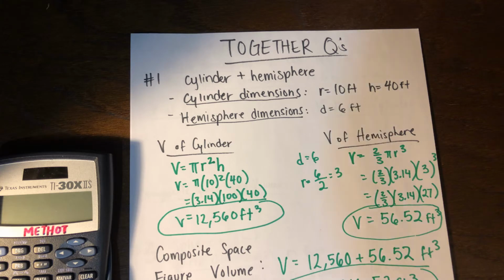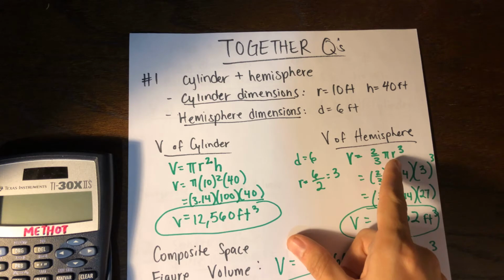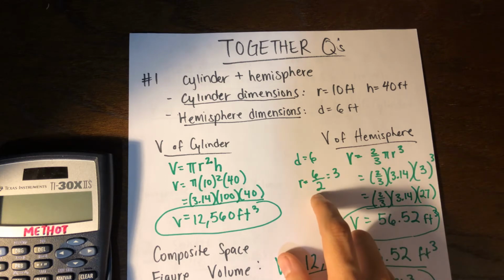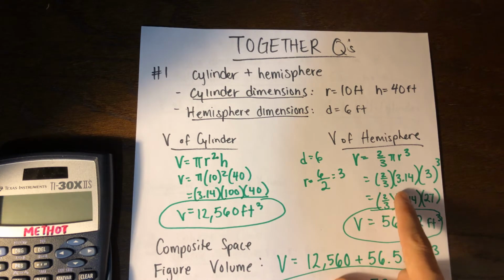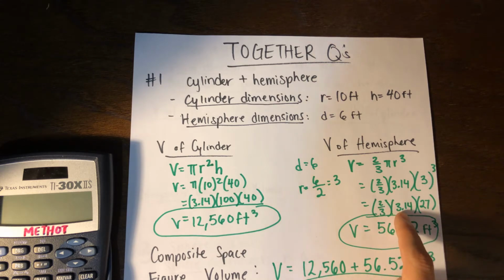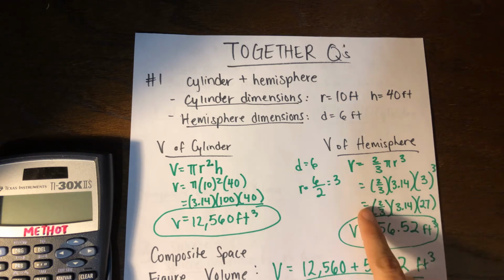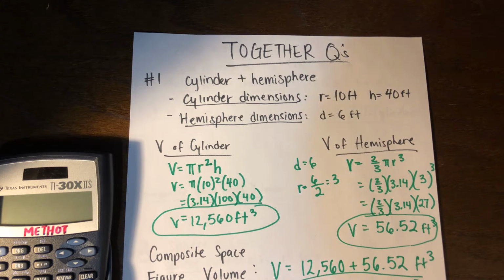Next one, the volume of the hemisphere. We're given the diameter is 6, but I need the radius. So I take my diameter and divide it by 2 to get my radius, which is 3. So now I have 2/3 times pi, which is 3.14, times my radius cubed. I bring down 2/3, bring down 3.14. 3 cubed means 3 times 3 times 3, which would be 27. Multiply these three numbers together, and you get 56.52, and that's feet cubed again.